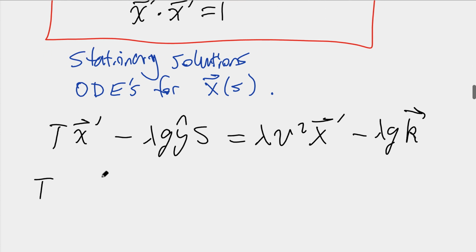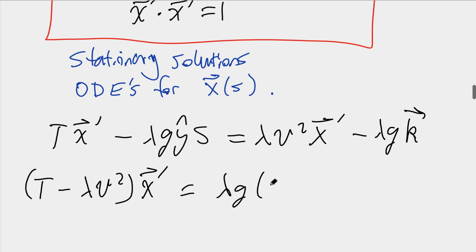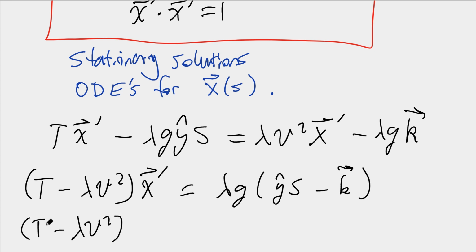We have T, this term, minus lambda v squared, all times x vector prime, equals lambda g times y hat s minus k. Now let's square this equation, that is, take the dot product of the left-hand side with itself and set that equal to the dot product of the right-hand side with itself.